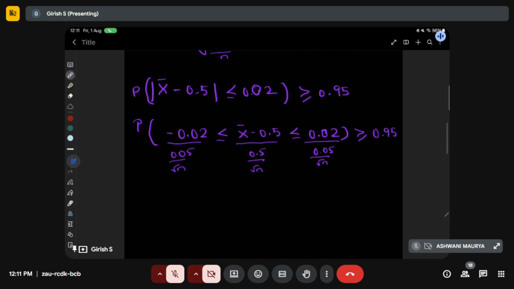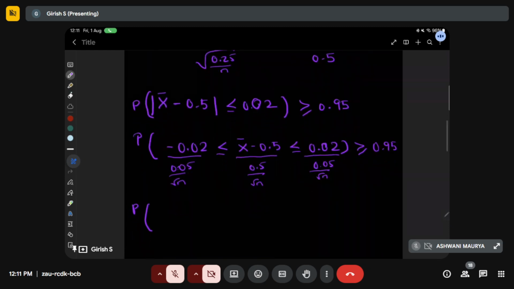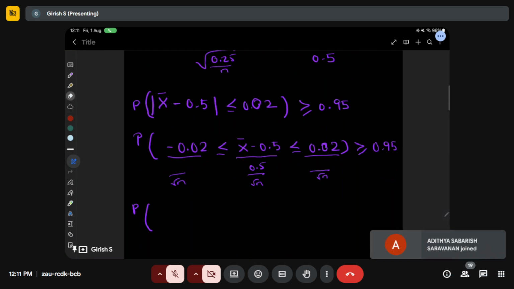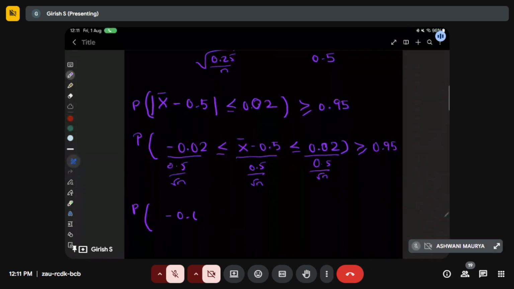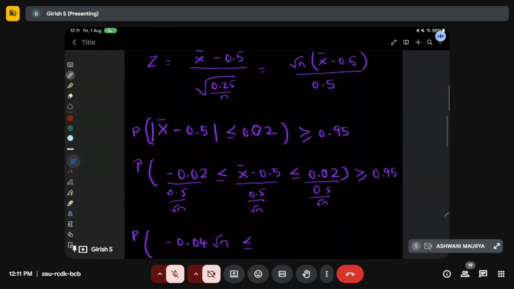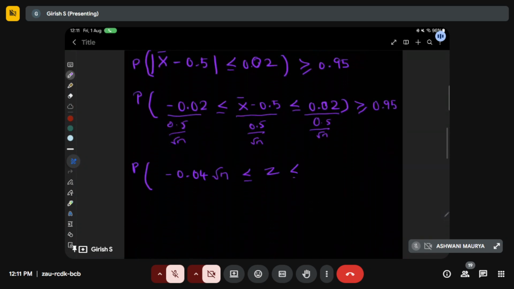Okay. So this becomes, it's 0.5, yeah, it's 0.5, not 0.05. 0.5 by root n and 0.5 by root n. So what it becomes is minus 0.04 root n. Can I replace this with z? This is actually the z we calculated above. And this is nothing but 0.04 root n, which is greater than 0.95.